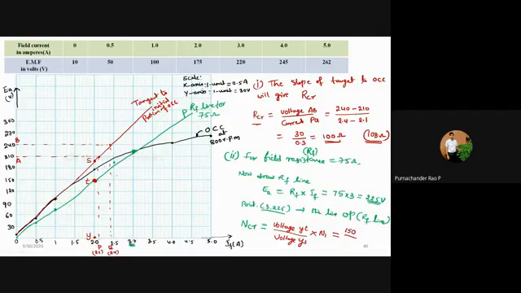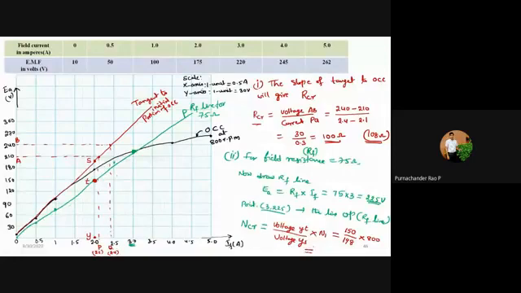So YS is 1, 2, 3. Each small unit is 6 volts, and this is covering 3 units here. So 3 times 6 is 18, and 18 plus 180 is 198. So 150 divided by 198 into our speed of 800 RPM will give you your critical speed.